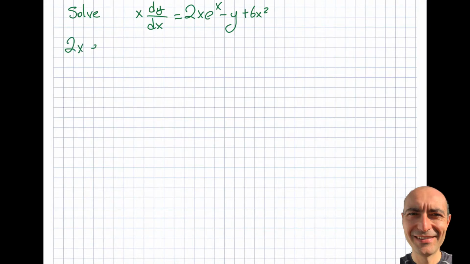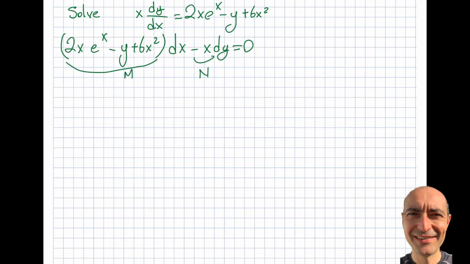2x e to the x minus y plus 6x squared dx minus x dy is equal to 0. Okay, from the previous segment, this is N and this is M. And I want to write it in here, del f del x, del f del y. So the very first thing that I have to do is to check whether this is an exact differential.